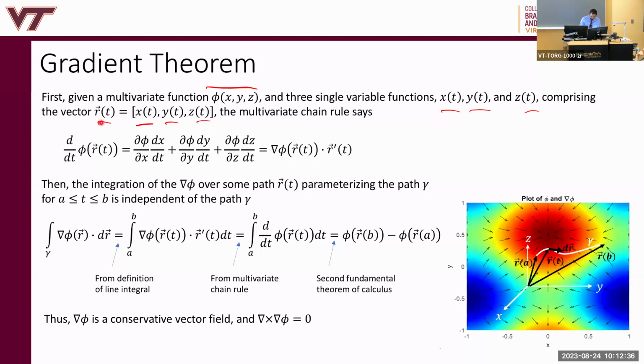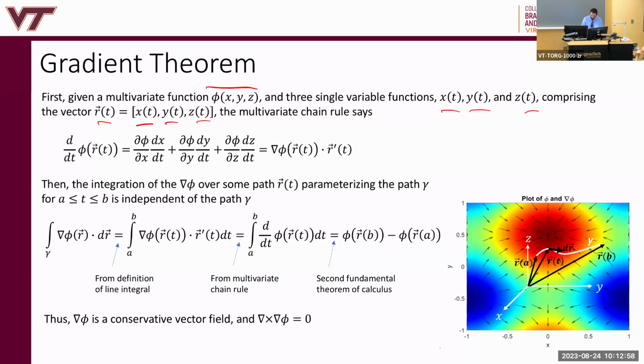Differentiate this r of t, and it gives us the tangent vector. So let's do it. The integration of the gradient of phi over some path r of t parameterizing the path gamma, where gamma goes from a to b, is independent of the path gamma. That's what we're going to prove here. So we're going to integrate the gradient of phi dotted with dr.